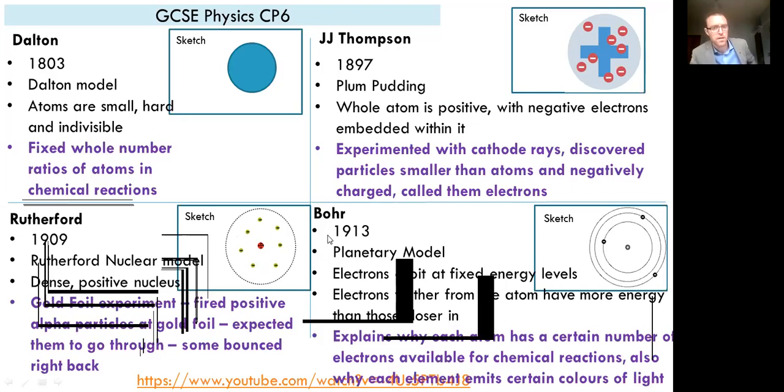Then Bohr came along in 1913 and came up with his planetary model. The key feature of that is that the electrons in the model orbit at fixed energy levels, or shells. The electrons further from the nucleus have more energy than those closer in. And he developed this model because it explains why each atom has a certain number of electrons available for chemical reactions, also why each element emits certain colors of light.